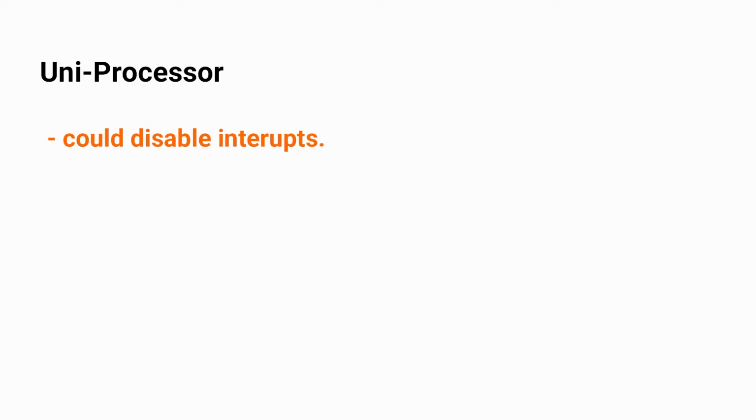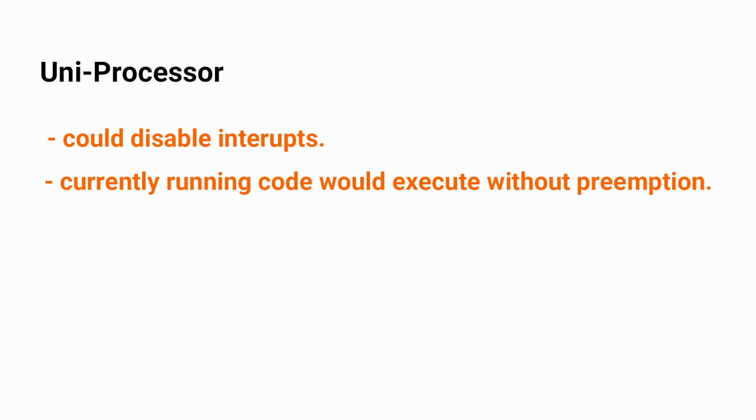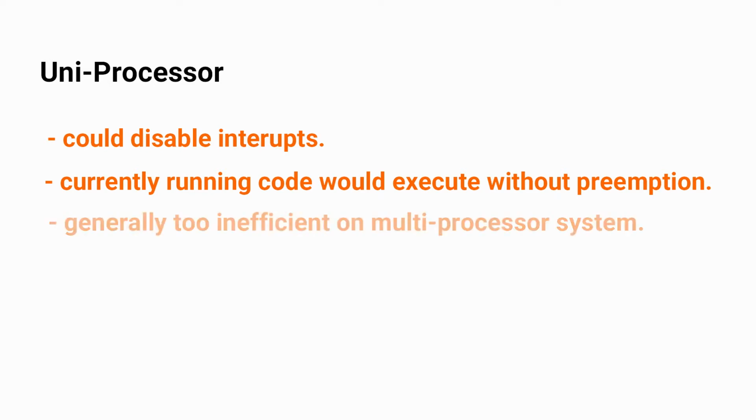Let's talk about synchronization hardware. Many systems provide hardware support for critical section code. In synchronization hardware, uniprocessor code disables interrupts. The currently running code will execute without preemption. It's generally too inefficient on multiprocessor systems. Operating systems using this are not broadly scalable.